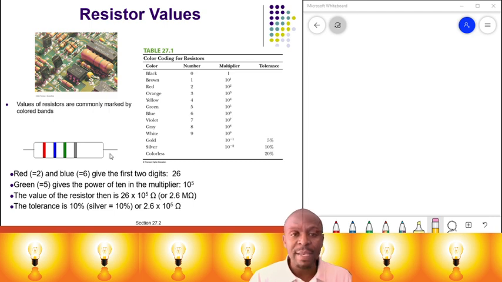ohm. And the last color refers to the resistor tolerance. In this case, if it is silver, it is just 10%. The tolerance of that resistor is 10%. And this is the stuff that you have already done in your online experiment.